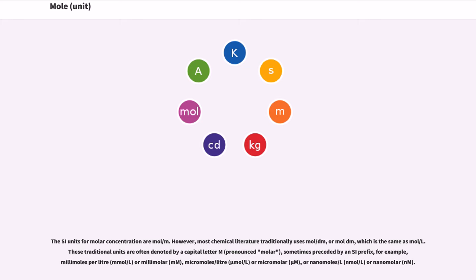However, most chemical literature traditionally uses mol/dm³, or mol dm⁻³, which is the same as mol/L. These traditional units are often denoted by a capital letter M, pronounced molar, sometimes preceded by an SI prefix, for example, millimoles per liter, mmol/L, or millimolar, mM, micromole/liter, μmol/L, or micromolar, μM, or nanomole/L, nmol/L, or nanomolar, nM.